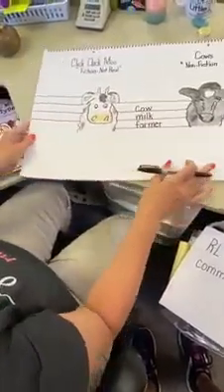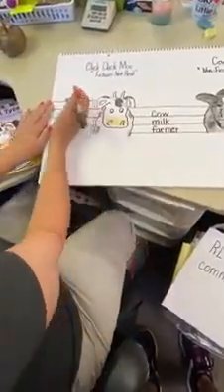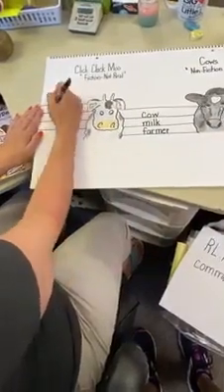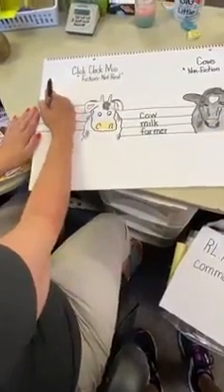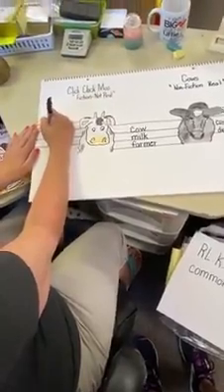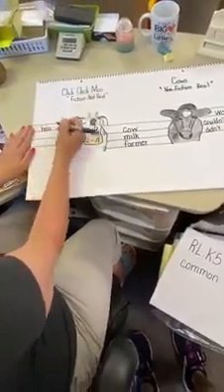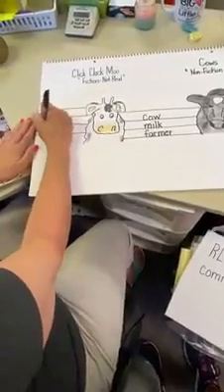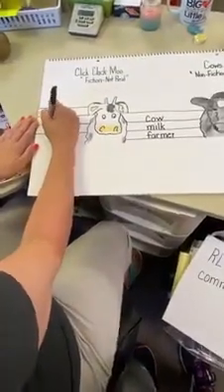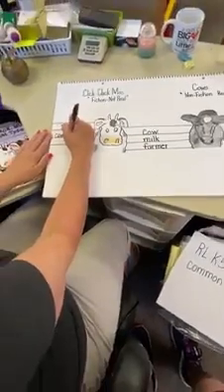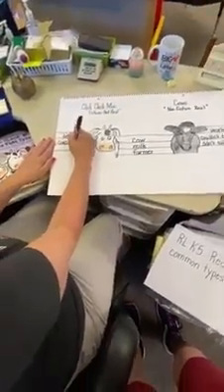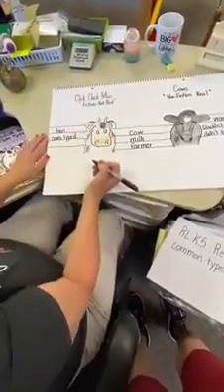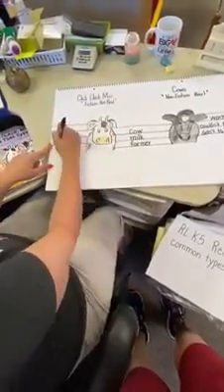Okay. What about in this book? What was in this book that was different from this one? We had a hen. What else? The cows typed. Very good. What else? We had a duck.